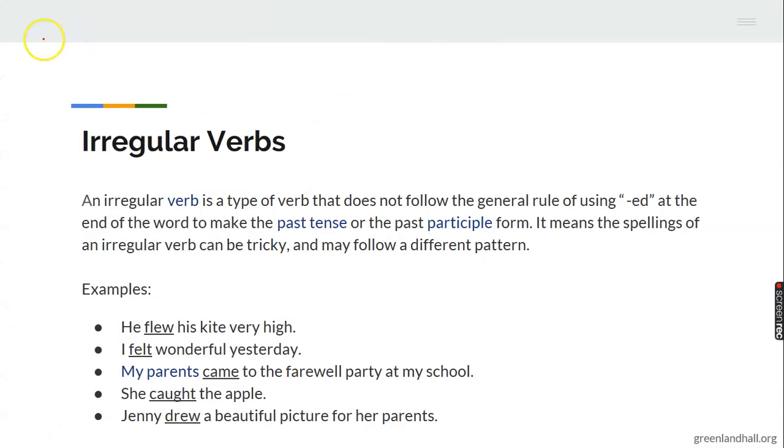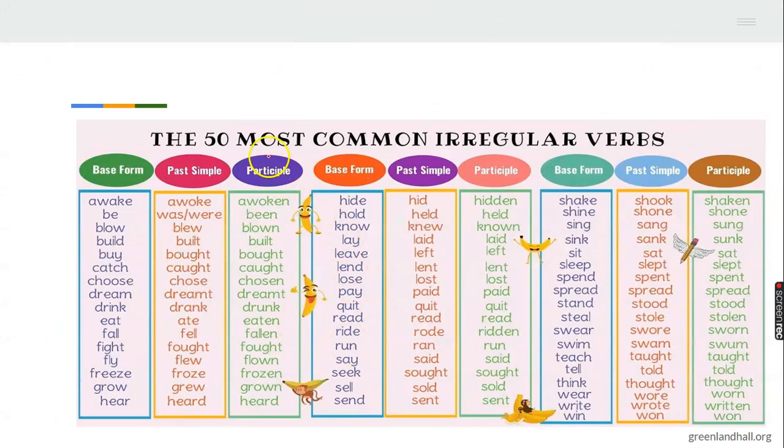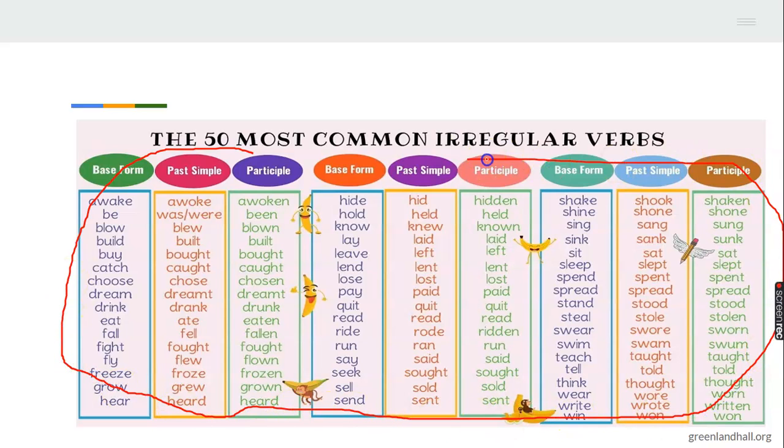Then we have the irregular verbs, whose past tense is formed anyhow. Their past tense does not follow the general rule of using ed. For example, this will not take ed. No ed here, no ed here. Then we have examples of irregular verbs there. Diverse examples, numerous examples, so that none of these takes a past tense or past participle of ed.